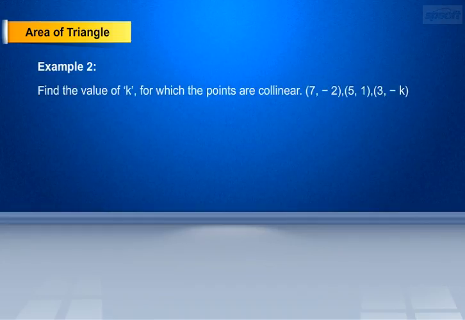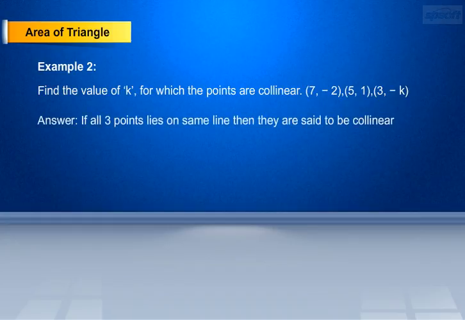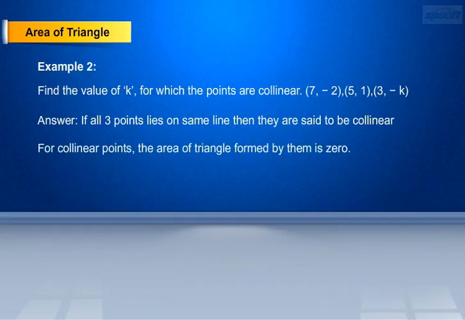Find the value of K, for which the points (7, -2), (5, 1), (3, -K) are collinear. Let us see the answer. If all 3 points lie on the same line, then they are said to be collinear. For collinear points, area of triangle formed by them is 0.